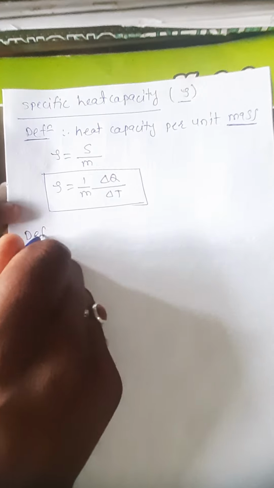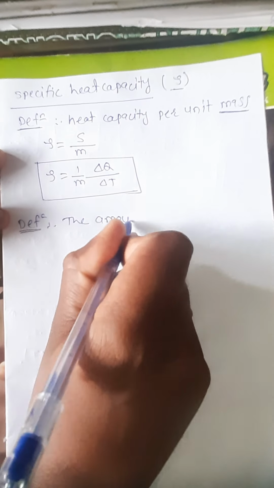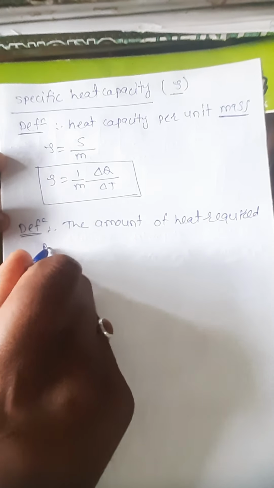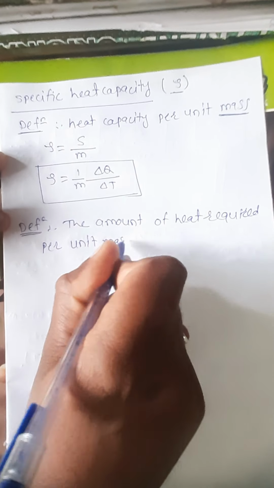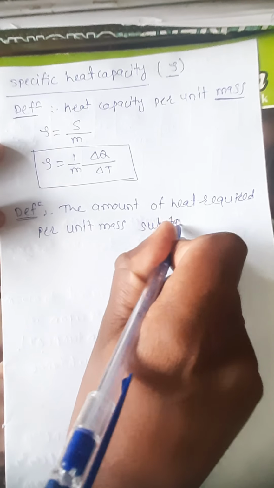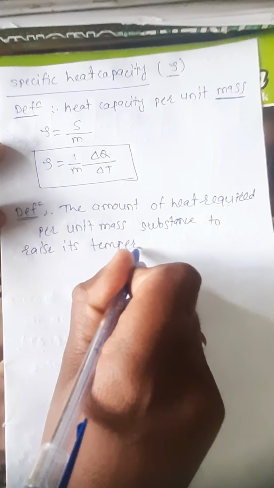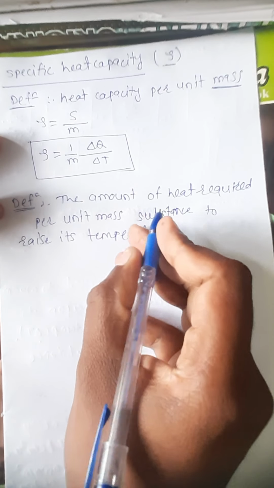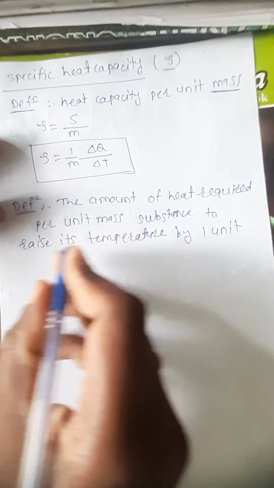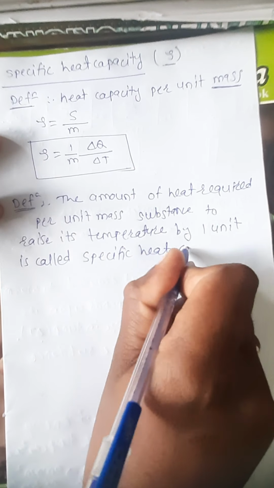It is also defined as the amount of heat required per unit mass of substance to raise its temperature by 1 unit is called specific heat capacity.